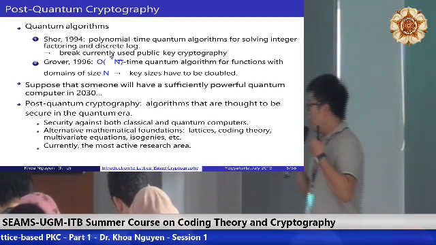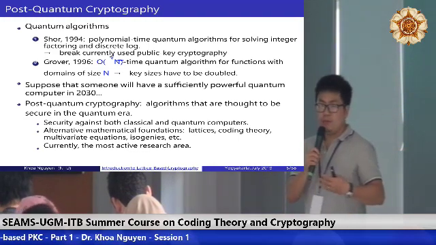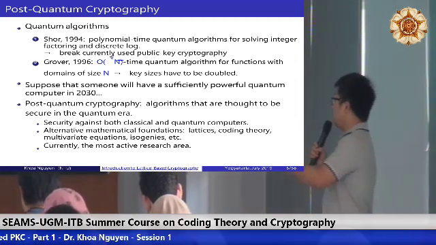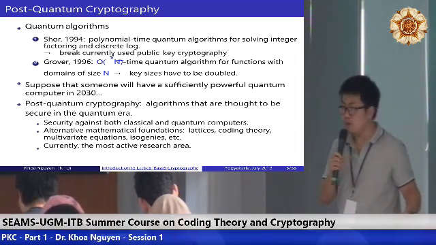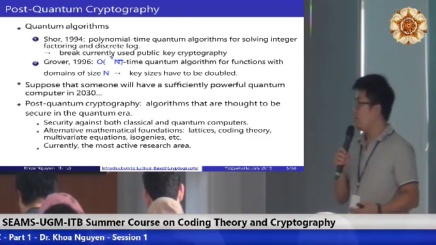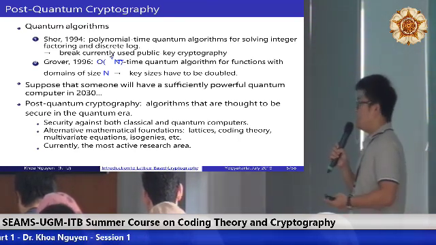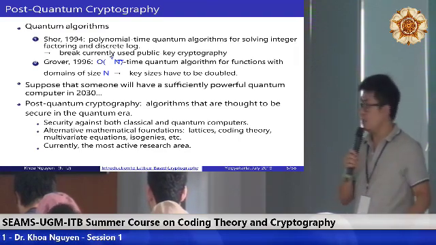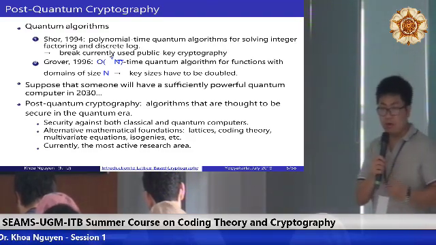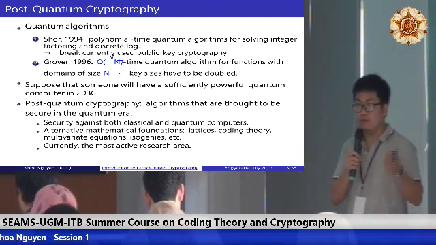Okay, so for designing post-quantum cryptosystems, we cannot use the traditional assumptions from discrete log and factoring, but we have to use some alternative mathematical foundations. The foundations that we currently have are from lattices, from coding theory, from solving multivariate equations, and from isogenies of elliptic curves, etc. Currently, post-quantum cryptography is the most active research area within the cryptographic research community.